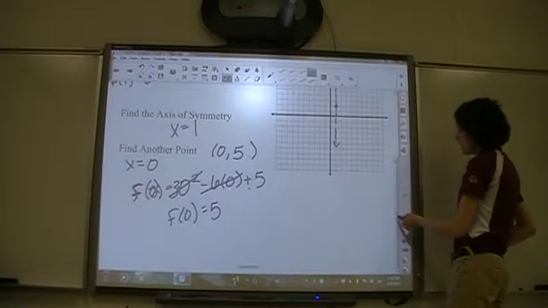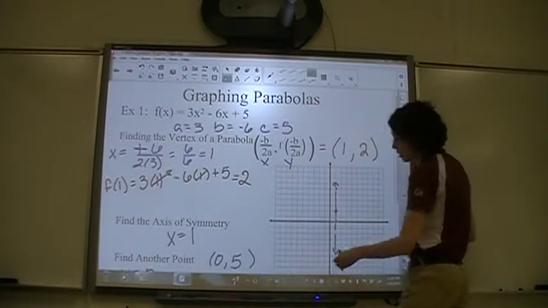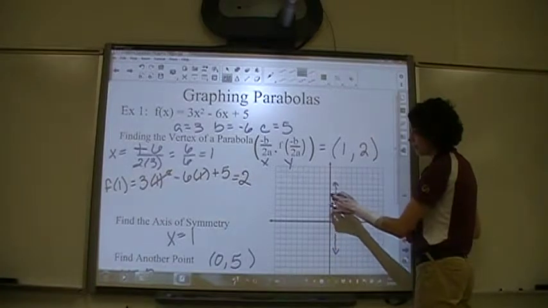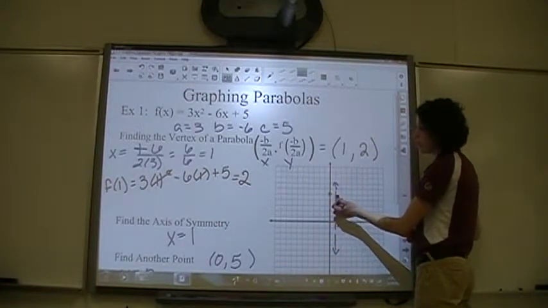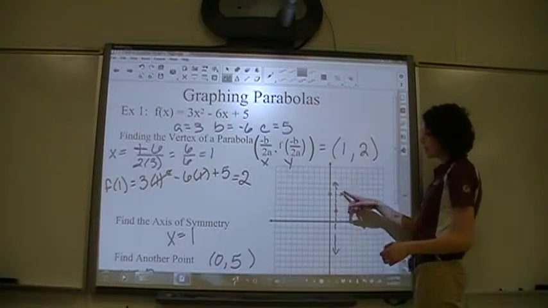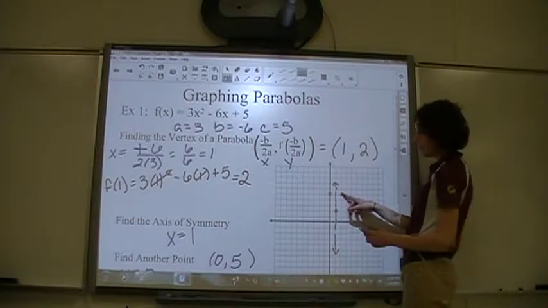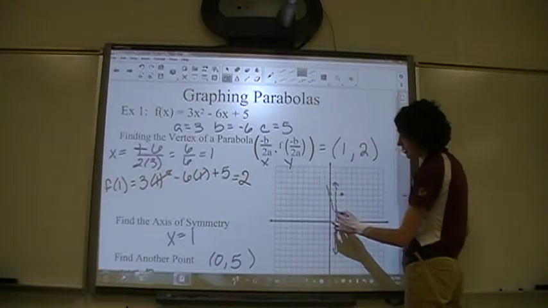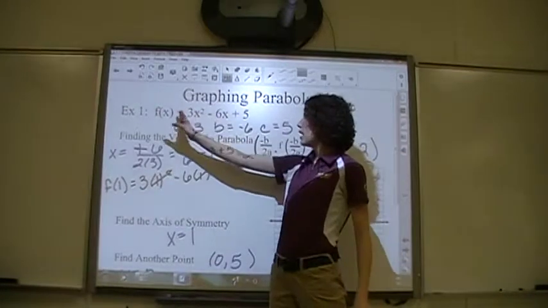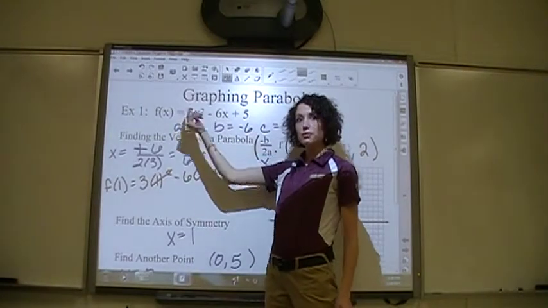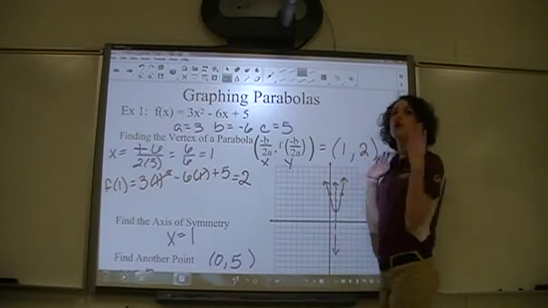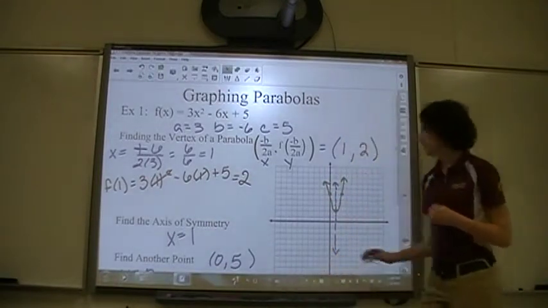So let's go ahead and graph that. So (0, 5), 1, 2, 3, 4, 5 is right here. Since it's the axis of symmetry, on the other side I'm going to have 1 step over, and it's going to be up 5 also. So here is my parabola. And it is positive, and this leading coefficient is 3, which means it's greater than 1. So I have a skinnier graph, and it's going up.